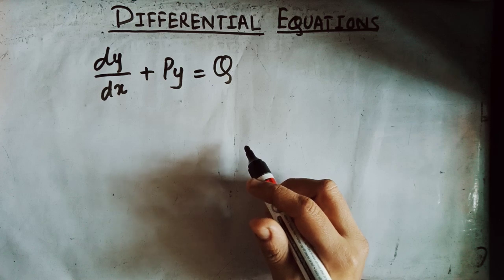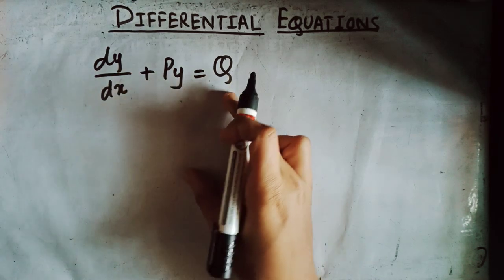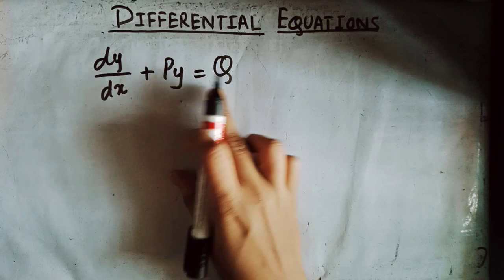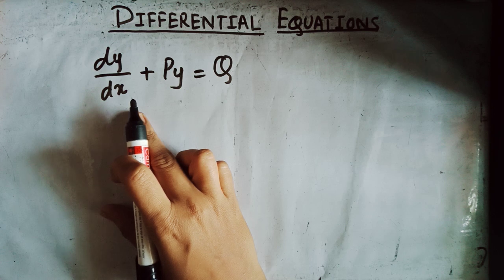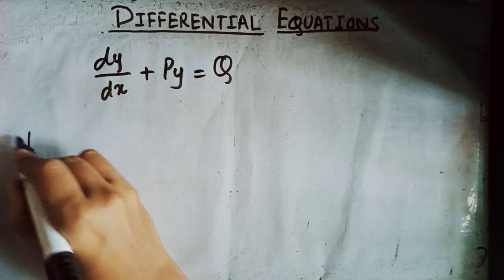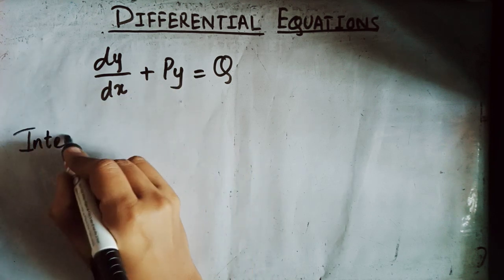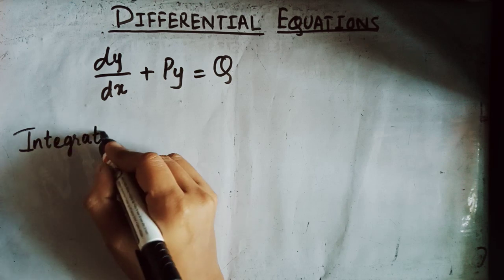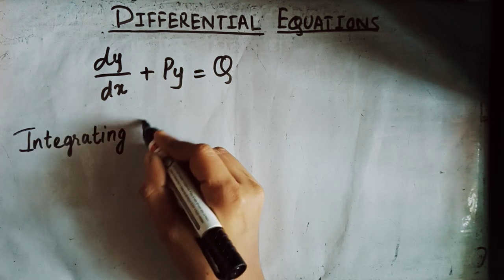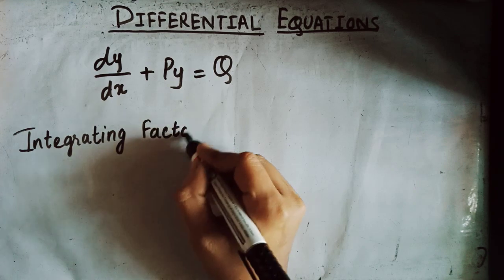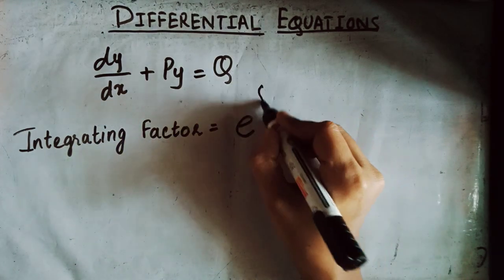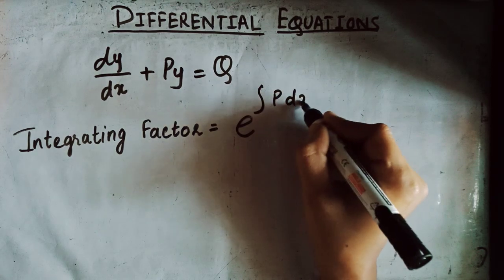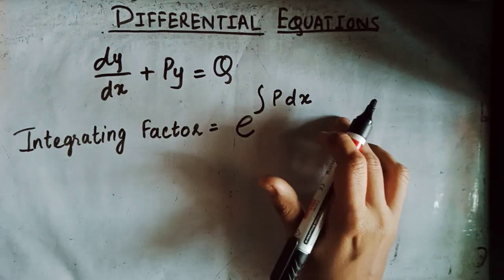P and Q are functions of x, or constant functions. So first you have to find the integrating factor, which is given by e raised to integral p dx. This is your integrating factor.